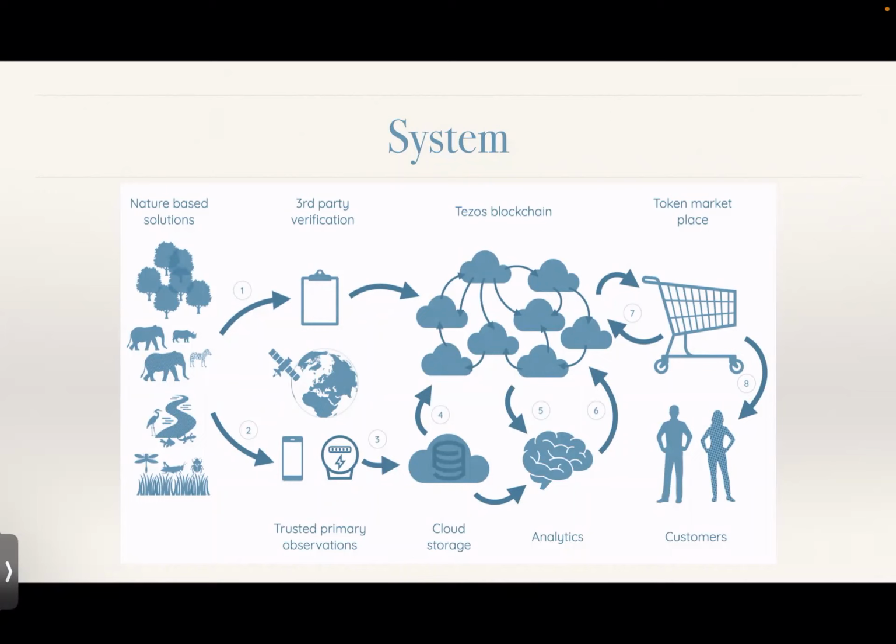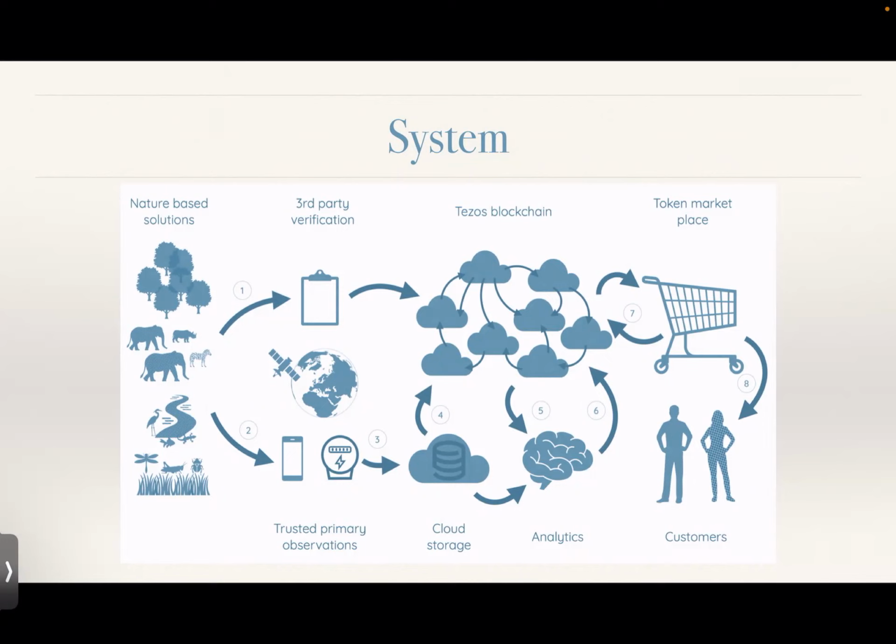We're putting some hashes of the cloud storage into the blockchain over here, and there's just the blockchain shown over here, because that is to give us trust that the observations have not been tampered with. So that's this arrow number 4.